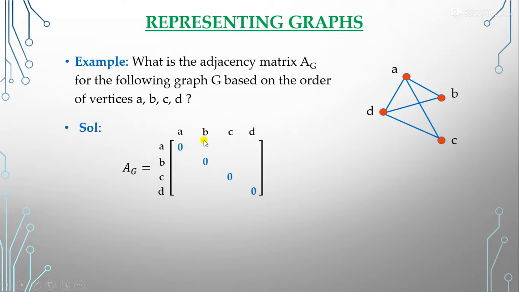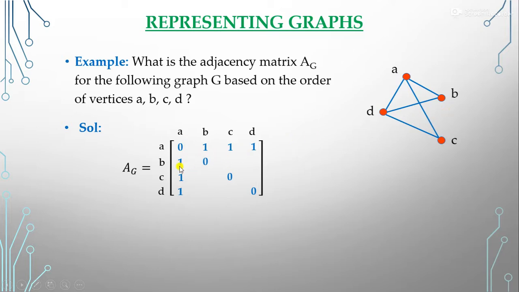Now AB, what is the entry of AB? We have the two vertices A and B, and an edge between A and B, because this is an undirected graph. Whichever edge is A to B is also the edge of B to A. So we put 1 for A to B and 1 for B to A. Now A to C we have an edge, so this is also C to A, so A to C and C to A we have a 1. Now A to D we have an edge, so this will be D to A and A to D.